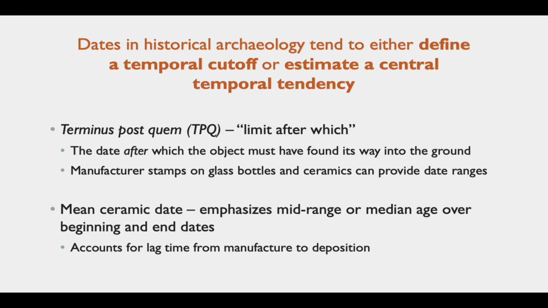In this case, there typically are manufacturer stamps on glass bottles or ceramics that can provide date ranges for us to make our estimations. Or let's say you found a penny in the ground and it has the date of 1804 on it. Well, you know that it would have had to have been made in 1804, meaning it could not have entered the ground in 1803. So whatever deposit that's in has to post-date 1804.